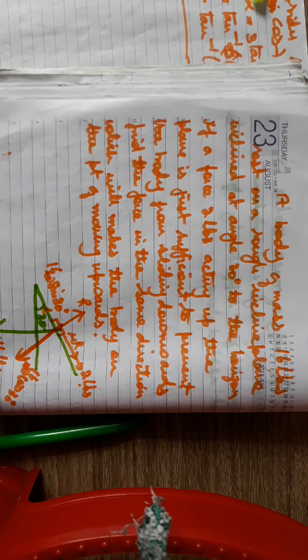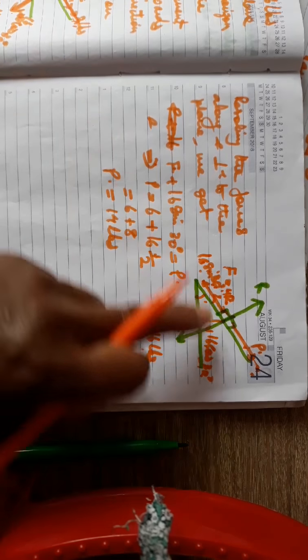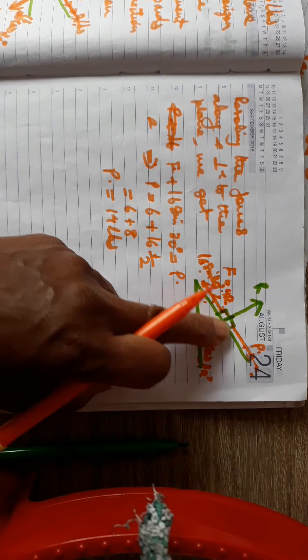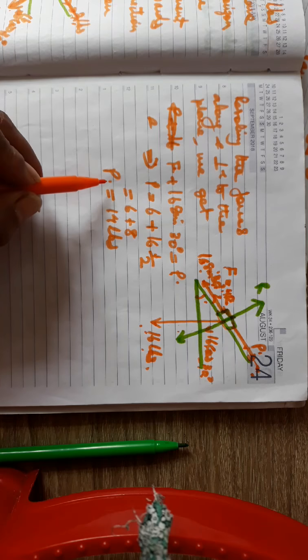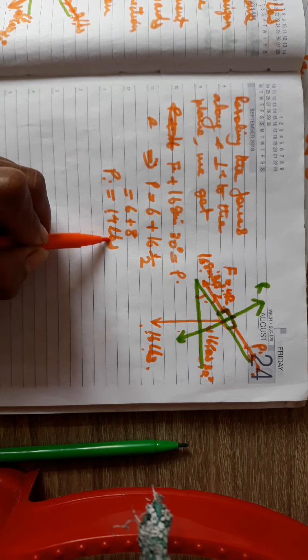So this implies that P will be equal to, what is F? F is 6, which we got from figure 1. 6 plus 16 sine 30 degrees, that is 1 by 2, will be 6 plus 8, which gives you 14 pounds. So the force P, which will be applied along the plane upward such that it will move this body upward, should be equal to 14 pounds. This is the required force that makes this body move upwards.